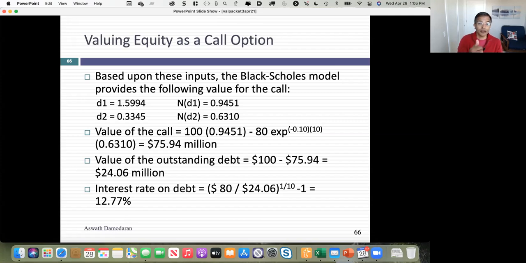It's magic. I value the equity. I've given you a fair interest rate on the debt. And there's one more bonus piece of information I can give you. Remember when I did the Black-Scholes model, I pointed to N(d2), and I said it's a risk-neutral probability that S will be greater than K.